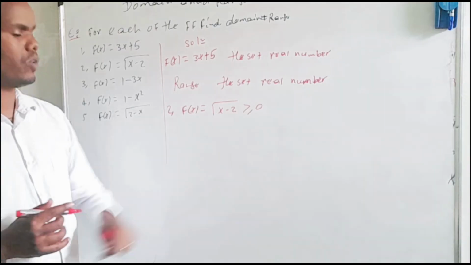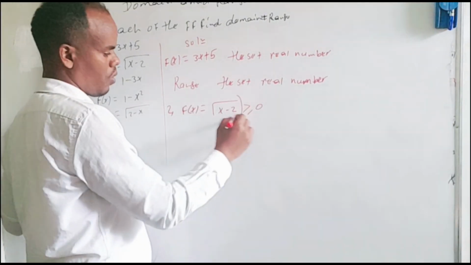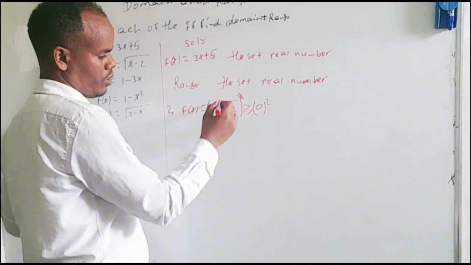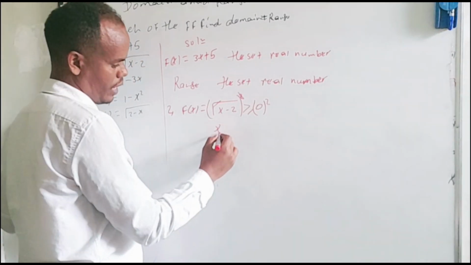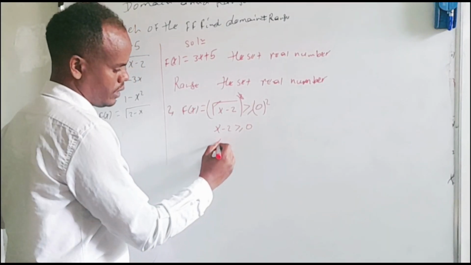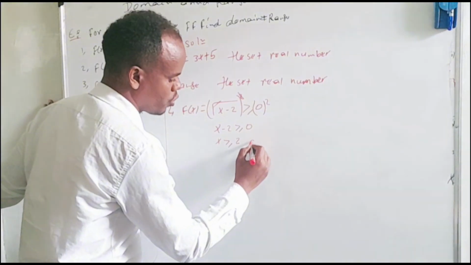Greater than or equal to 0, then raise both sides to the power of 2. The power of 2 cancels the radical, so x minus 2 is greater than or equal to 0, then x is greater than or equal to 2. This is the domain.